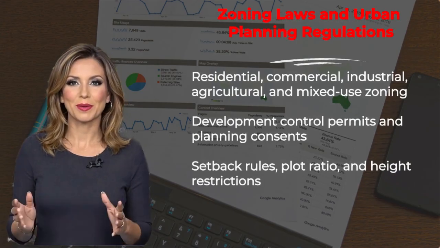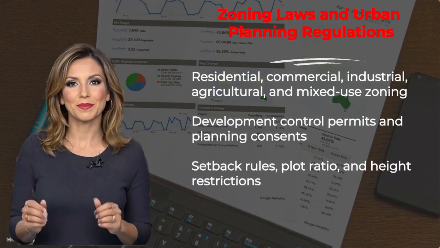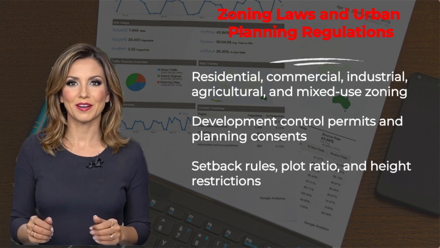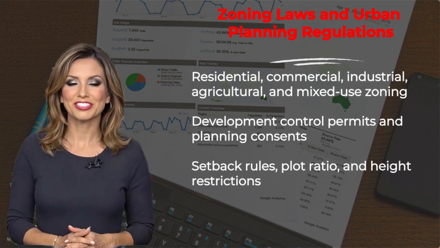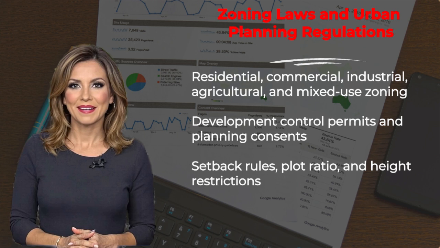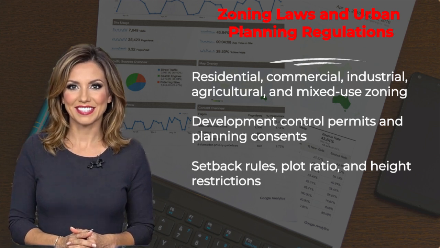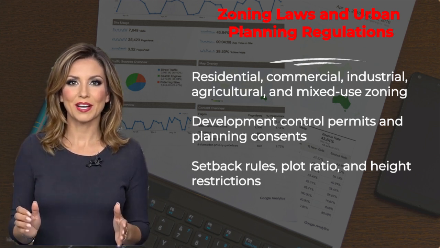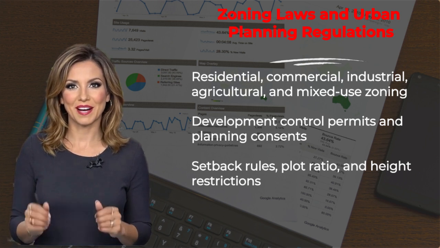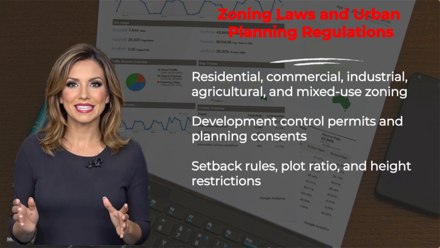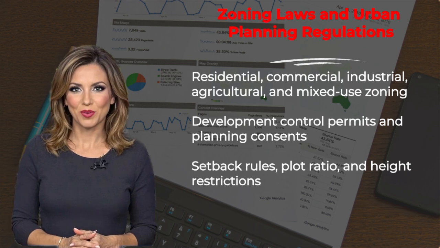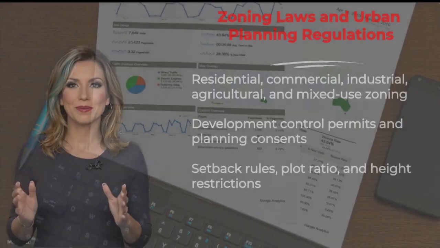Zoning laws and urban planning regulations. Residential, commercial, industrial, agricultural, and mixed-use zoning. Development control permits and planning consents. Setback rules, plot ratio and height restrictions. Environmental impact assessments, EIA. Urban renewal policies and slum clearance laws.